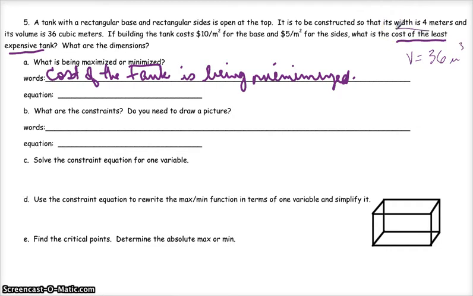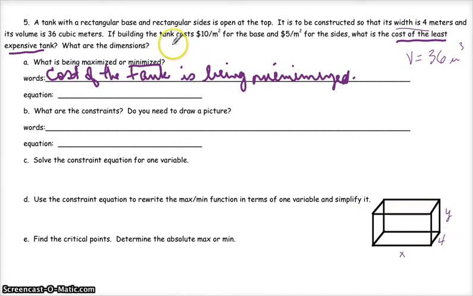It said that its width is 4 meters, and so I'm going to determine that this length right here is the width. Now if you want to call this length the width, that's fine. It does not matter. So I know that the width is 4. I'm going to call this distance x, and I'm going to call the height of the tank y. Okay, so we've now labeled our tank.